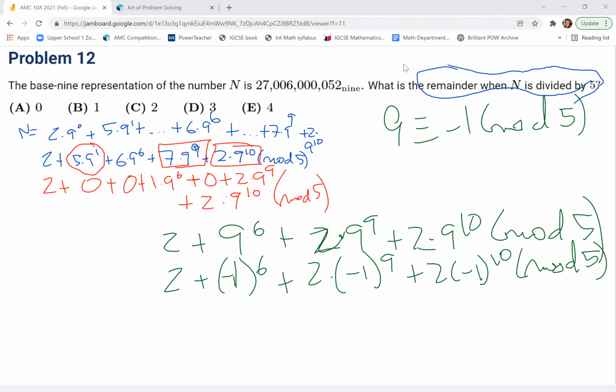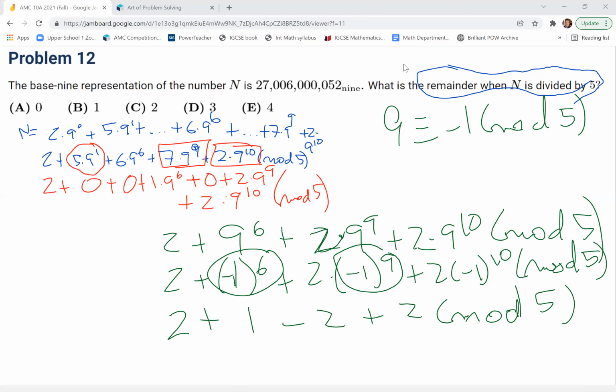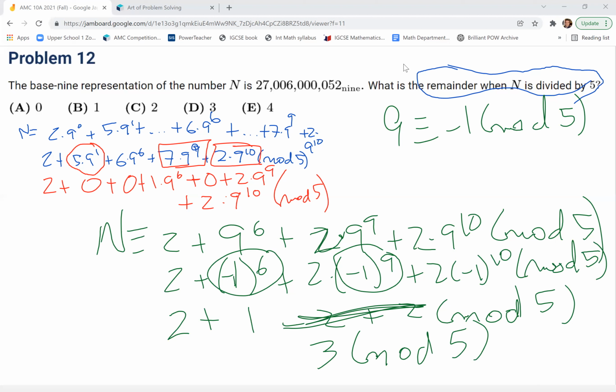But this is going to make our job so much easier because this is going to be 2 plus 1 minus 2 plus 2 mod 5, right? Because -1 raised to an even power is 1, and -1 raised to an odd power is -1. So how does this simplify? Well, these cancel out, so we're just left with 3 mod 5. So what does that mean about our number? It means that our number n is congruent to 3 mod 5. Or in other words, the remainder when n is divided by 5 is 3.